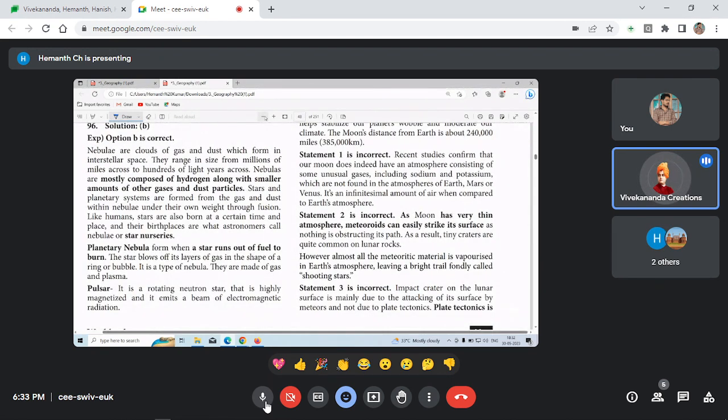Nebulae are clouds of gas and dust which form in interstellar space. They range in size from millions of miles across to hundreds of light years across. Nebulae are mostly composed of hydrogen along with a smaller amount of other gases and dust particles. Stars and planetary systems are formed from the gas and dust.